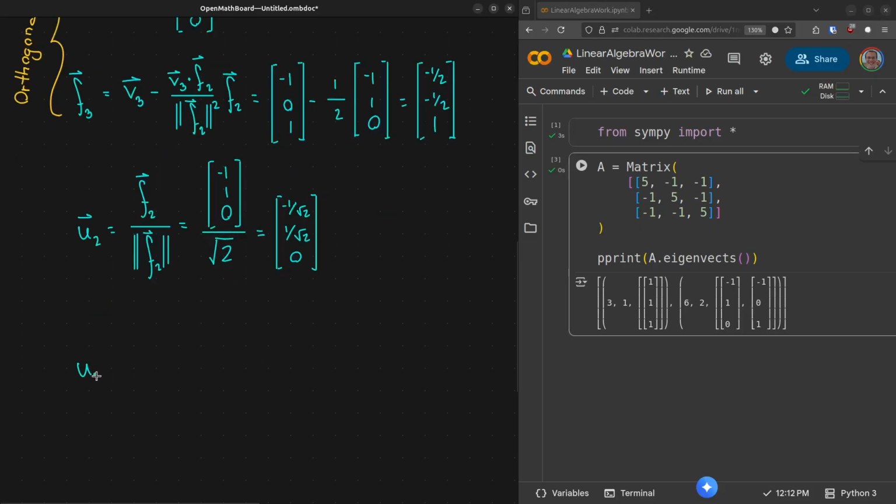Finally, u3, I'm going to take vector f3 and normalize it. So f3 over the norm of f3. Vector f3 is -1/2, -1/2, 1.